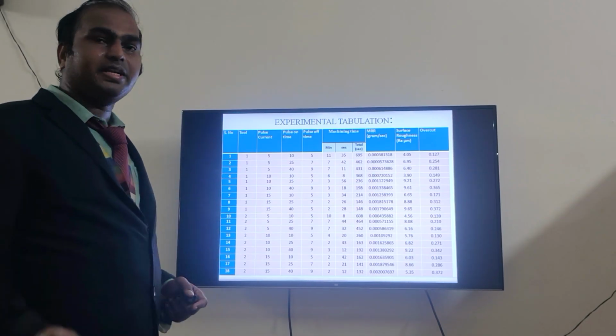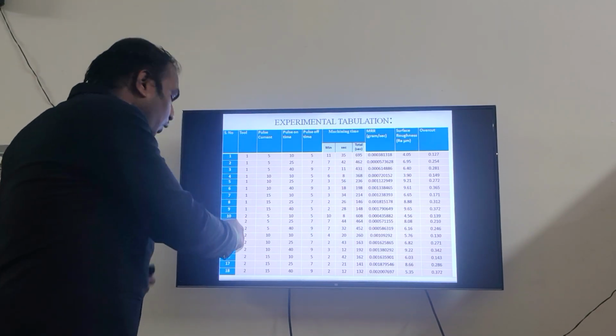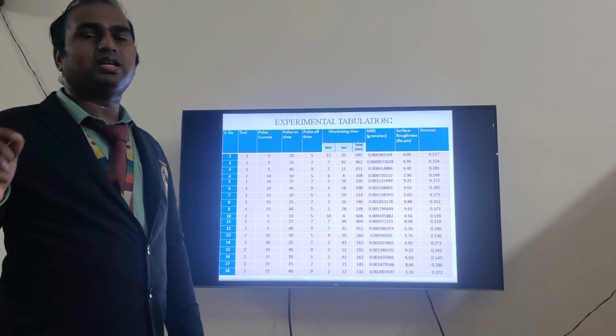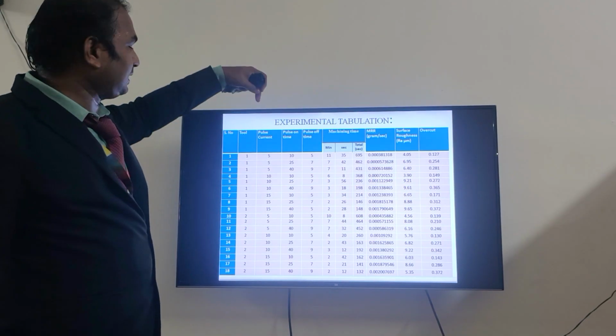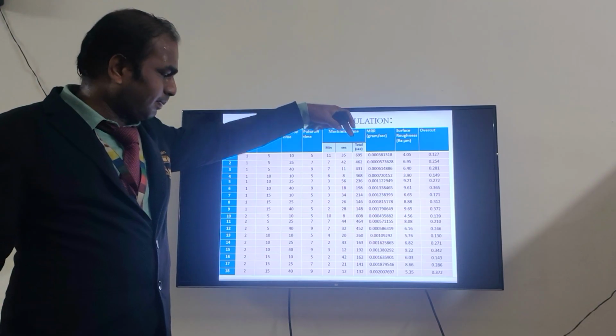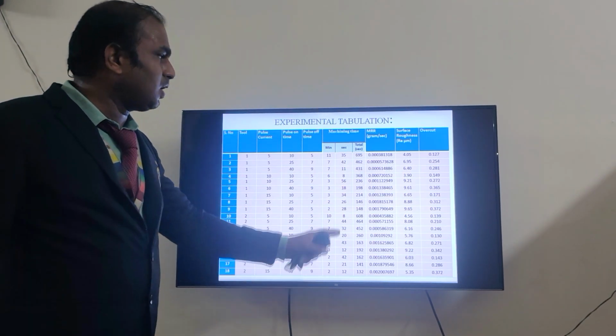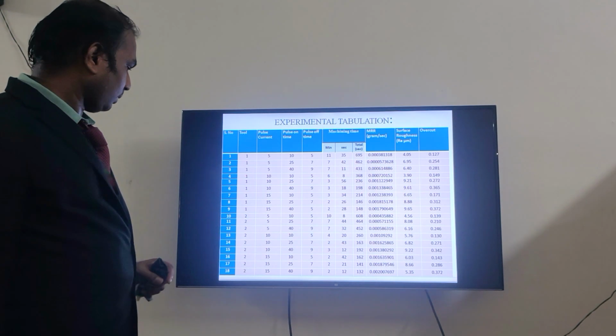So 1 to 9 I am comparing with the conventional tool. Next, 10 to 18 is the AM tool, that is the additively manufactured tool, with three important input parameters: peak current, pulse on, and pulse off. I am recording all the machining timings with respect to material removal rate, surface roughness and overcut.